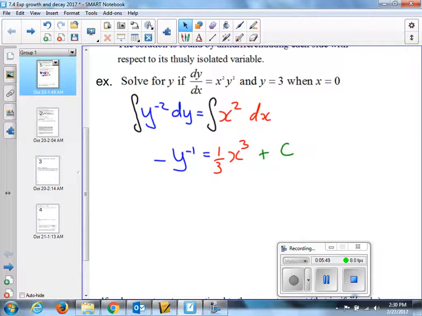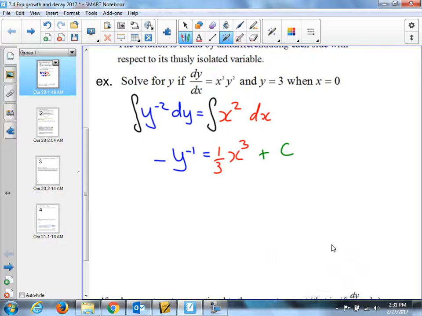This doesn't really solve our problem. We've got to solve for y. And for y, we have negative 1 over y, right? We understand what that means. But we've got to find out, how do we find out what that constant is? Because we can get the particular solution. Yeah, y equals 3, x equals 0. That'll give us the value of the constant for those conditions.